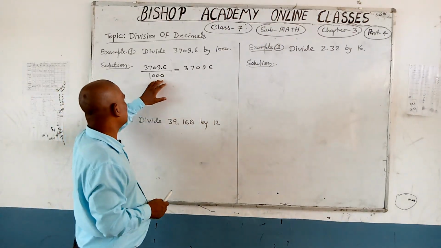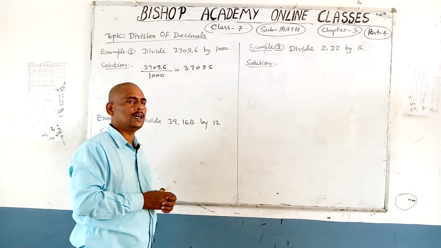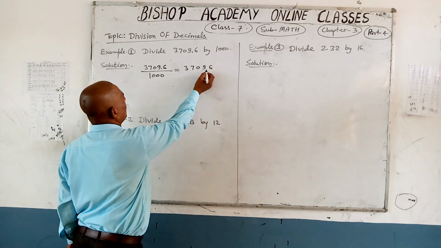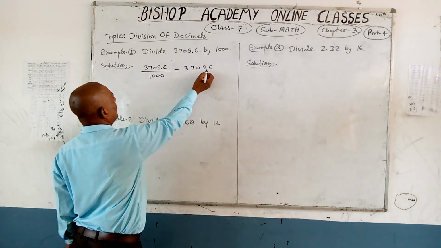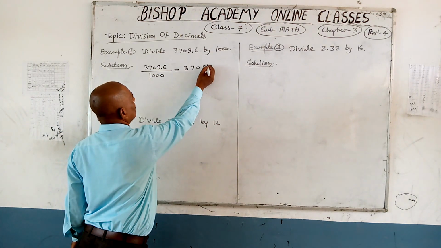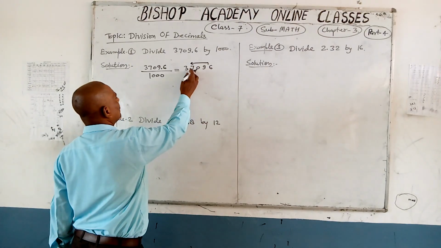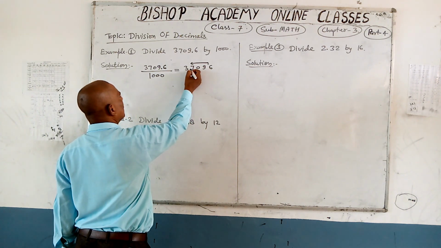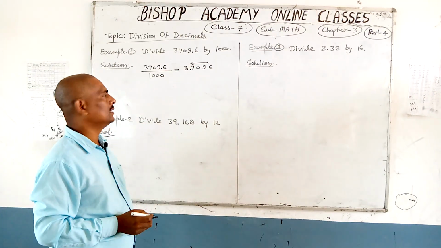When you divide by 10,000, the decimal you see here will shift 3 places from the right side to the left side. Given decimal is between 9 and 6, but in the quotient the decimal will not be between 9 and 6. It will shift 3 places from right to left, from here to here. So 37096 with the decimal moved is the quotient in such case.